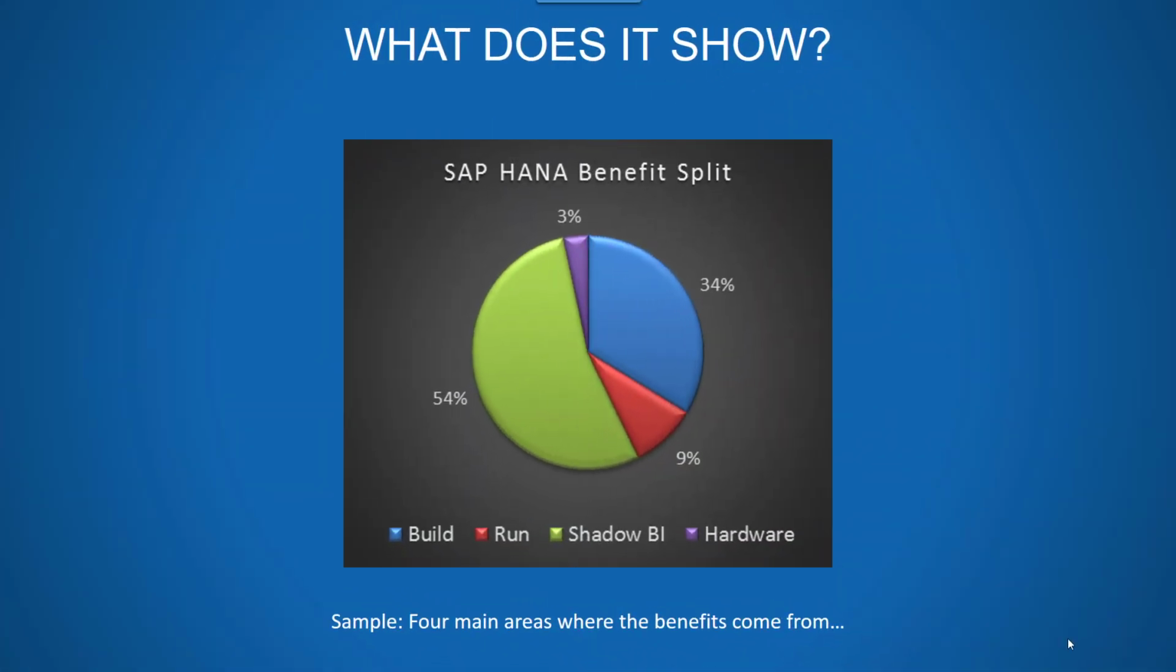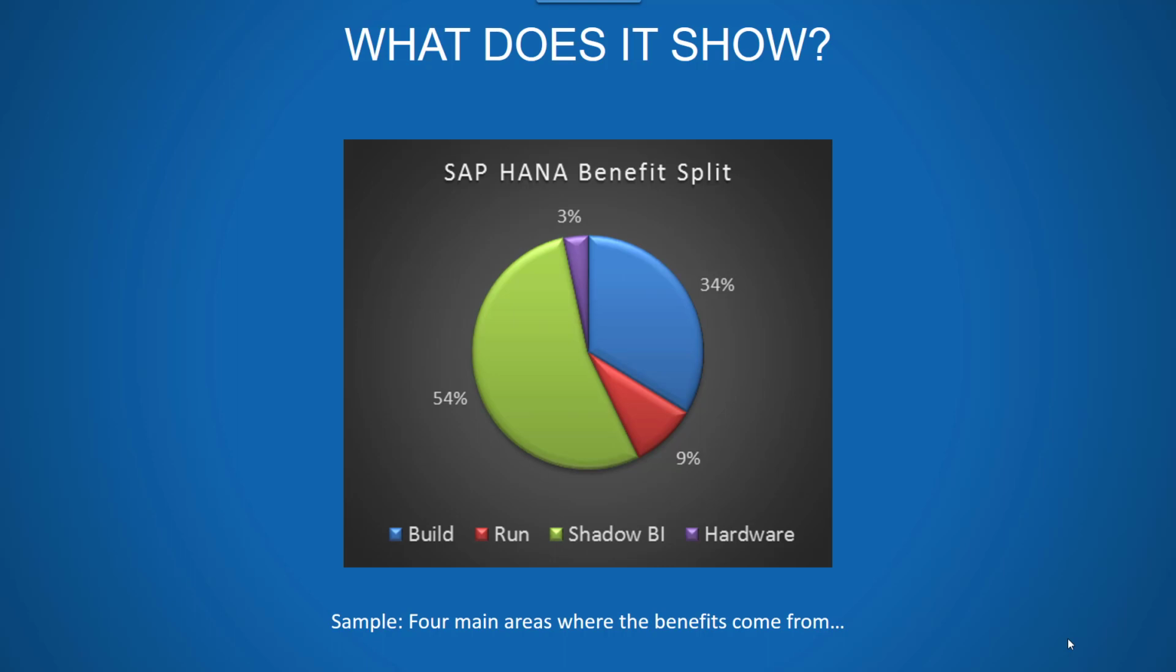One of the main graphs that we look at is to see at a high level where the benefits of SAP HANA typically hit an organization. So we typically divide the TCO into four main areas, and that's the effort involved in building or developing applications on SAP. The next area is the operational running of those SAP systems. The third area is the hardware that needs to support the SAP environments. And the fourth area is something we call Shadow BI.